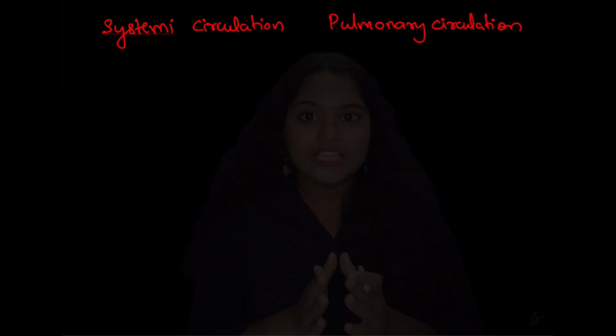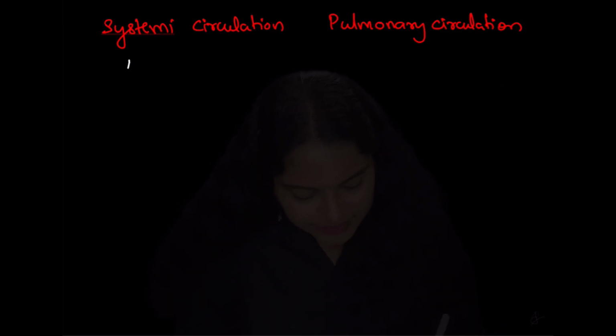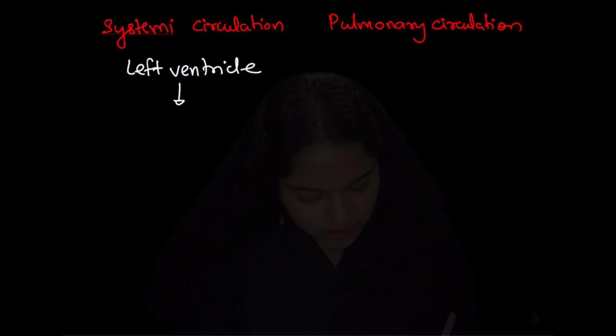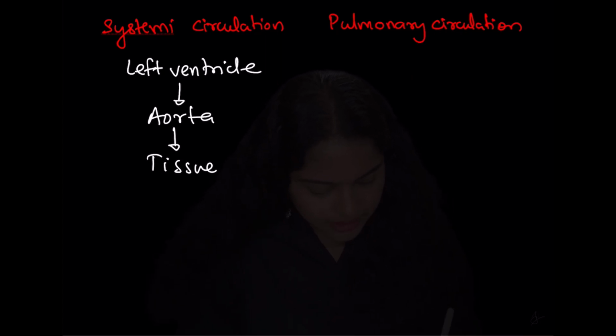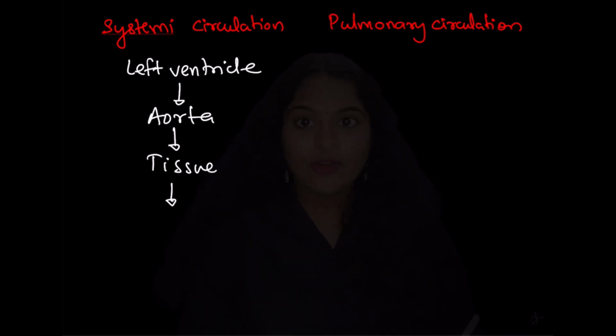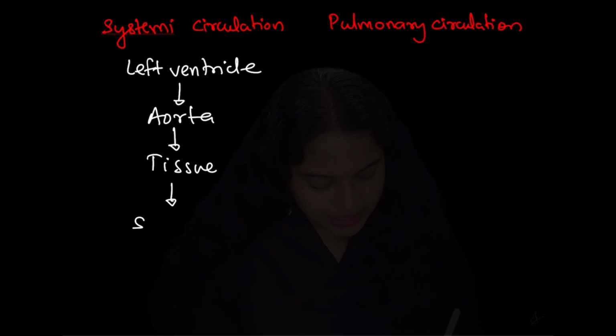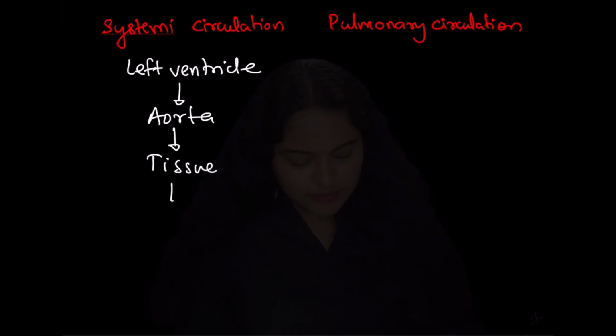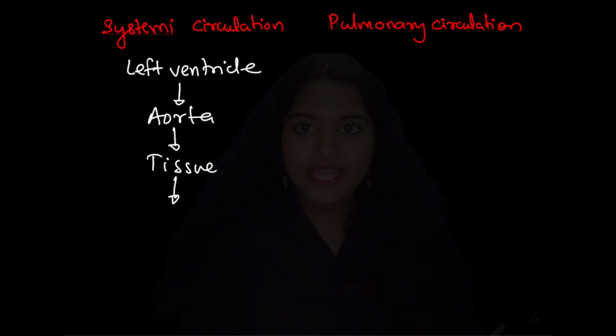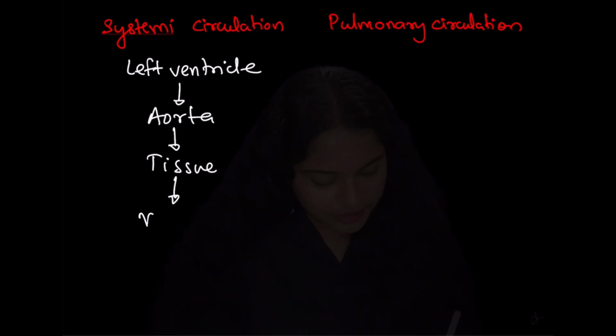Now we will see the pathway of systemic circulation and pulmonary circulation. So systemic circulation is from the left ventricle. Oxygenated blood is taken through the aorta to different parts of the body like tissues, and from there deoxygenated blood will be taken through the superior and inferior vena cava and to the right atrium.